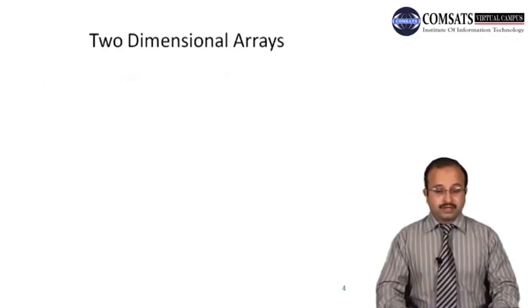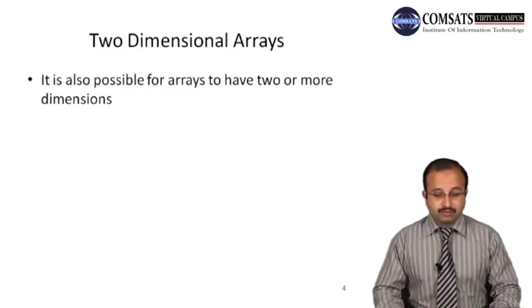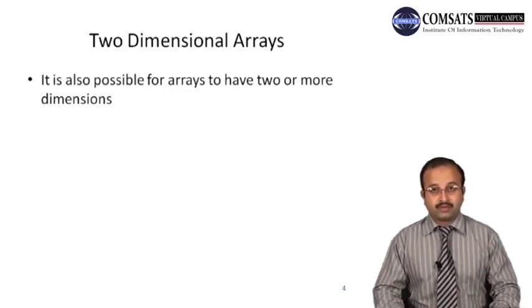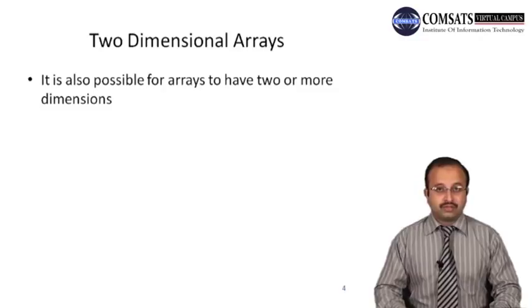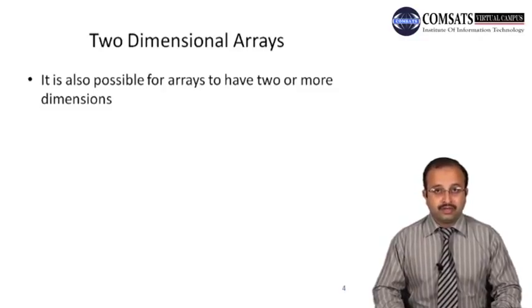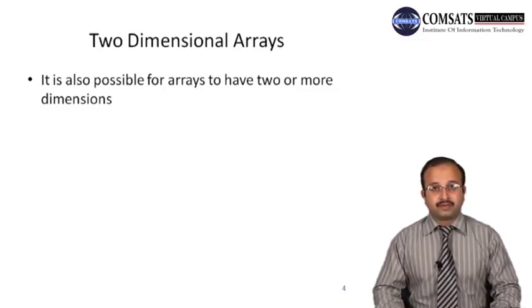So a two-dimensional array. It is also possible for array to have two or more dimension. So if we write integer x and within square bracket 10 and semicolon, this means that we are declaring a one-dimensional array that contains 10 elements. So it is also possible to declare an array that contains two or more dimensions. So these square brackets actually represents the dimension of the array.